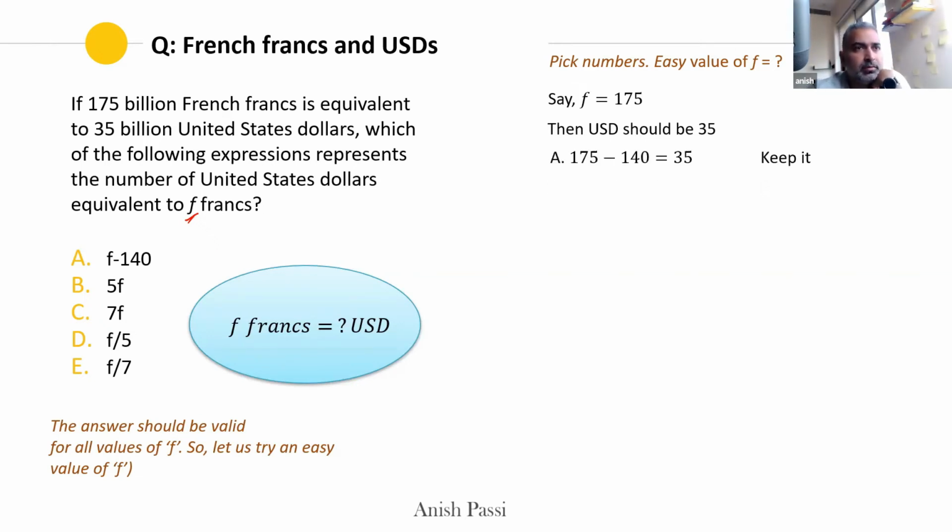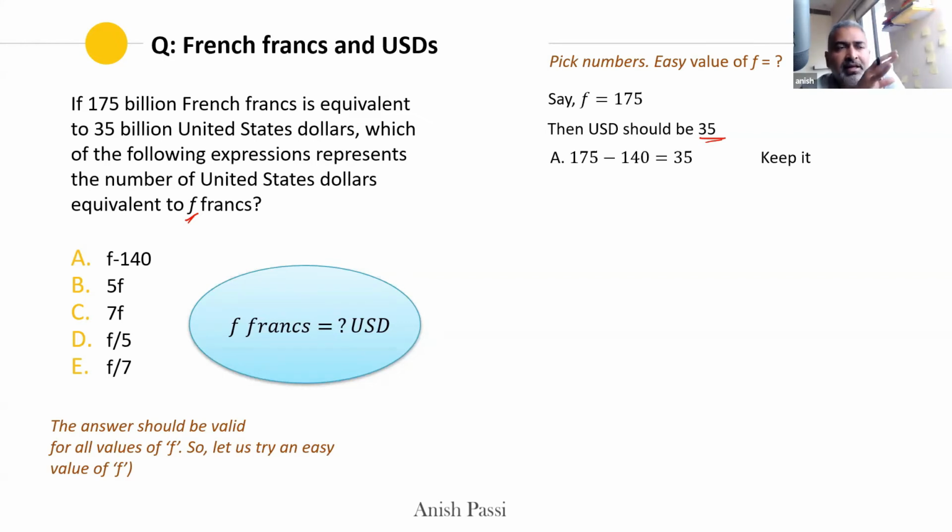The first one, I plug in 175 minus 140, I get 35. Now, this is where you need to be clear about what we are doing here. We got 35. We needed 35. That does not mean that A is correct. No. All it means is I can't eliminate A yet. Understand? Two different expressions could end up giving me the same value for a particular value of F. So even if I get two options which give me 35, it doesn't mean that they're both correct. Only one of them will be correct.